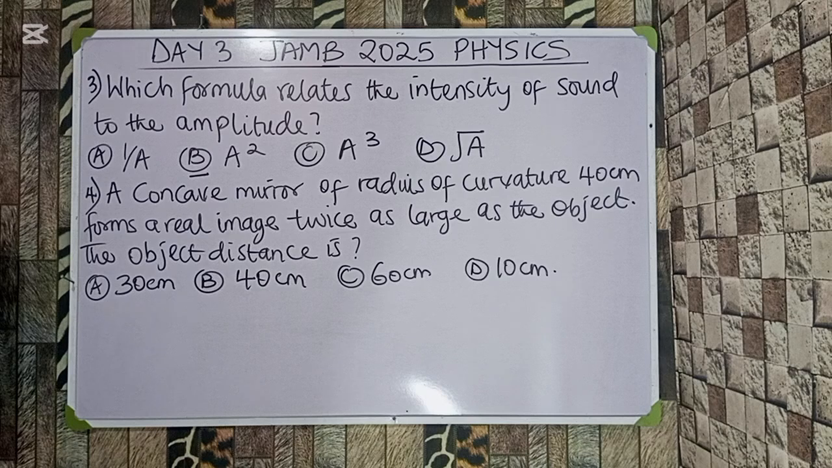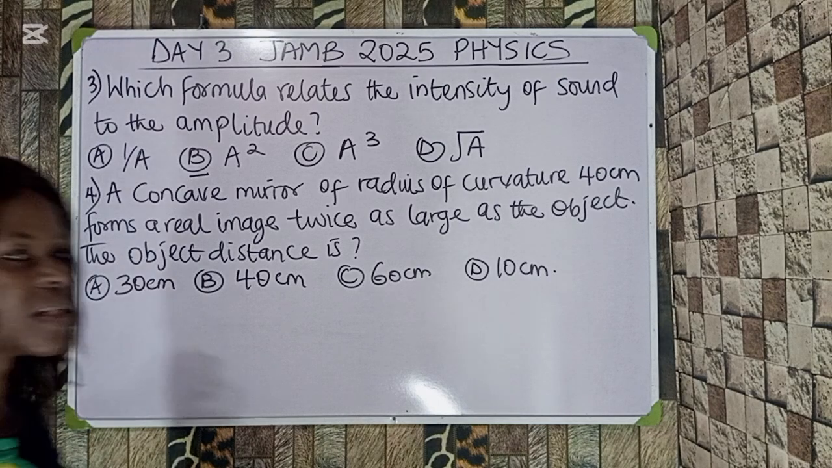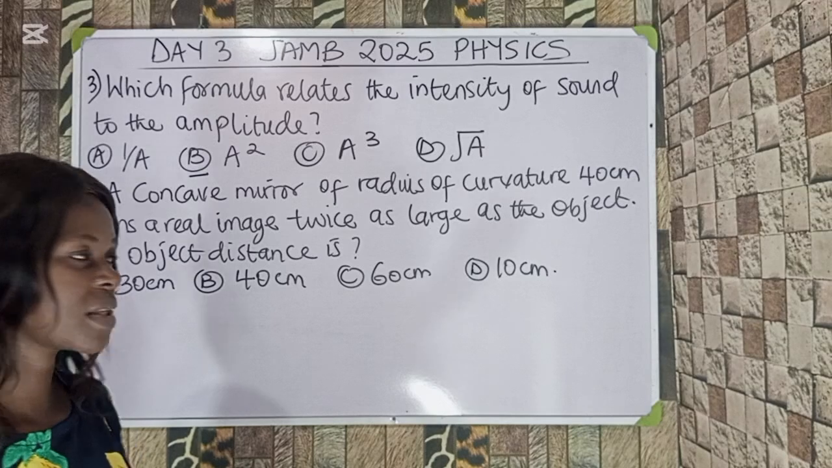Question 4. A concave mirror of radius of curvature 40 centimeters forms a real image twice as large as the object. The object distance is what? We have option A to be 30 centimeters, option B to be 40 centimeters, option C we have 60 centimeters, and option D we have 10 centimeters. Now, you must understand, the first thing we are going to do is state our parameters.